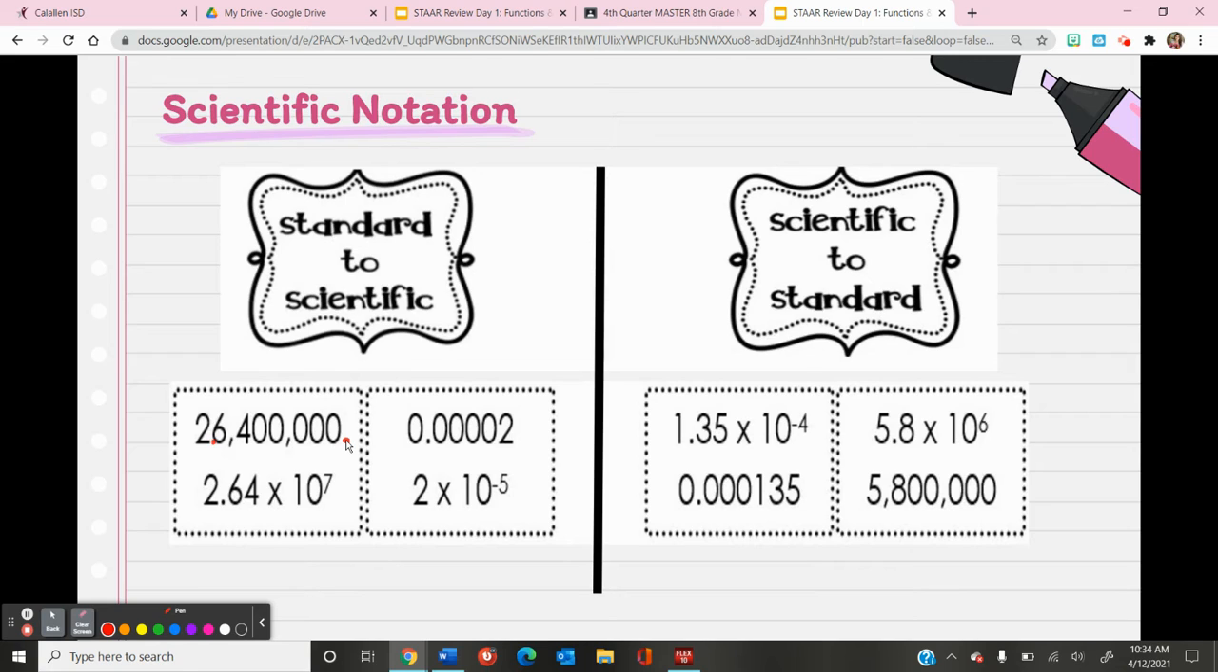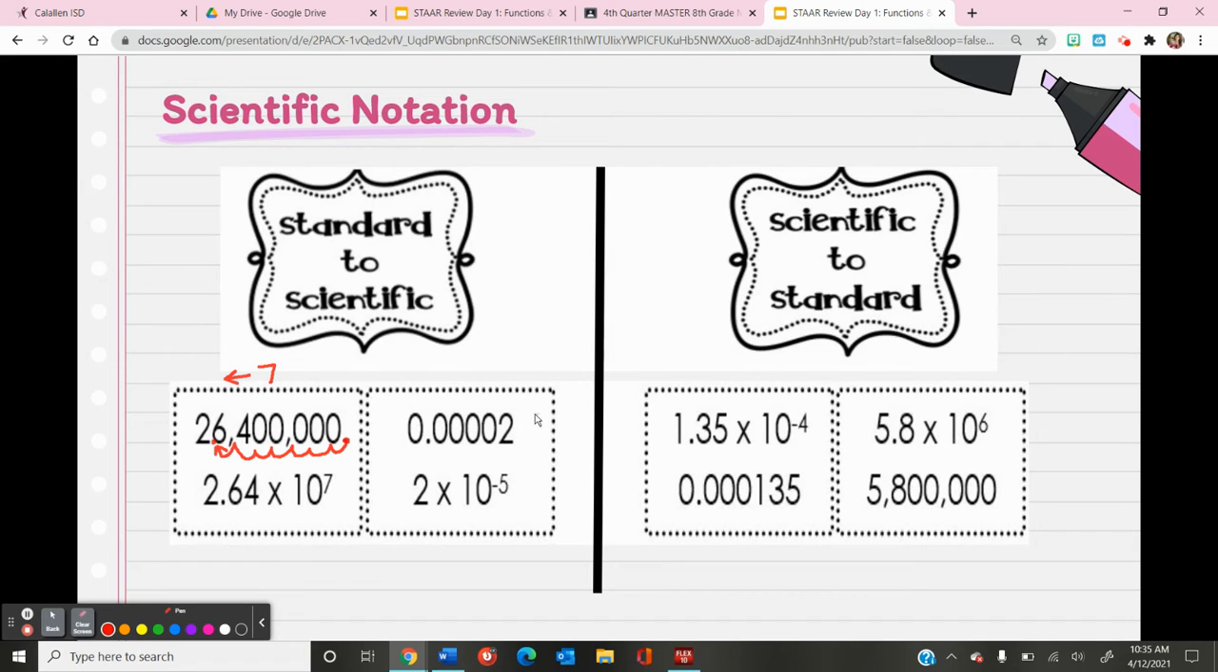So I want to find the distance between these two decimal points. So starting from here, I'm going 1, 2, 3, 4, 5, 6, 7 to the left. So I moved my decimal point 7 to the left. Since my number was a very large number, I start off by doing 2.64 times 10 to the 7th. And it's a positive 7, again, because this was a very large number.